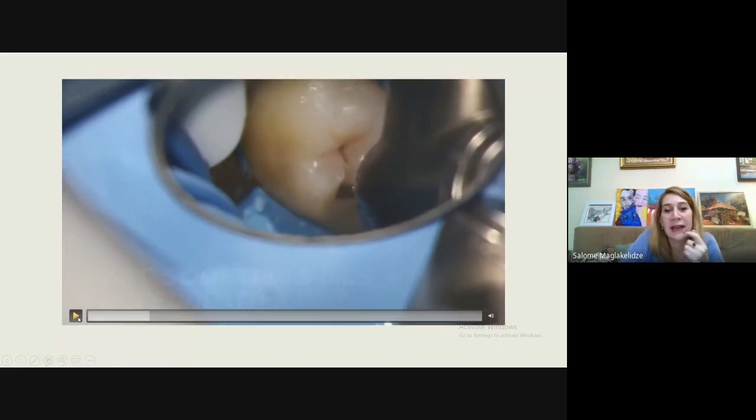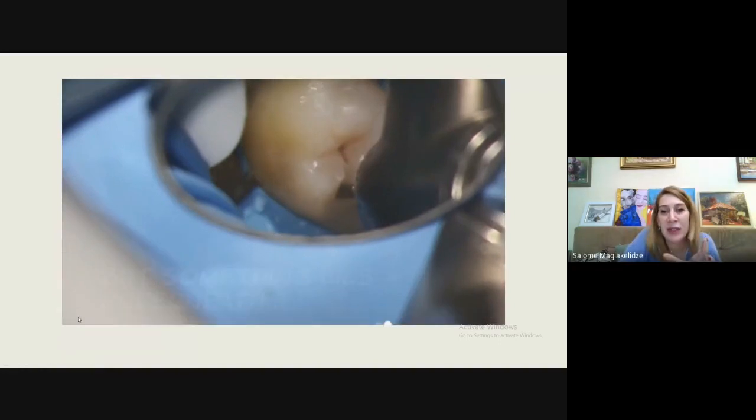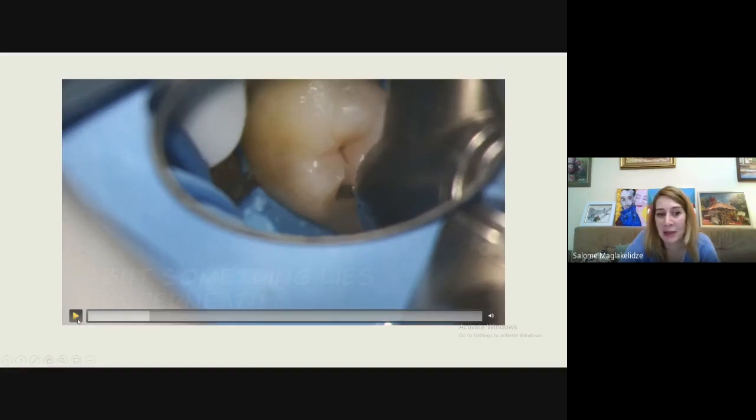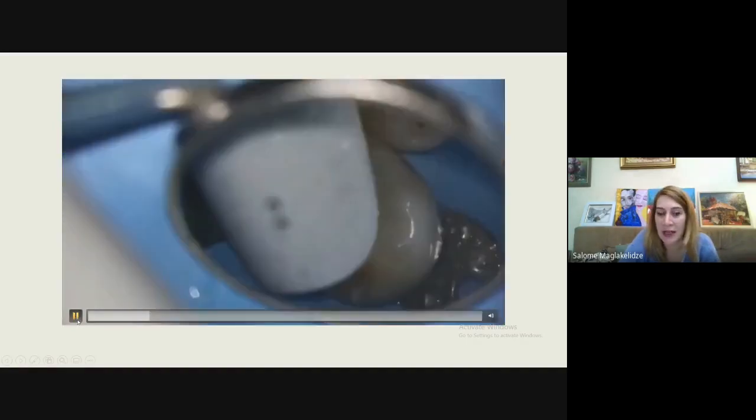So I will say that before this tooth was treated, the clinician had the radiograph, so obviously he saw the problem on the X-ray, but by visual detection, you couldn't sense that there might be some decay underneath.